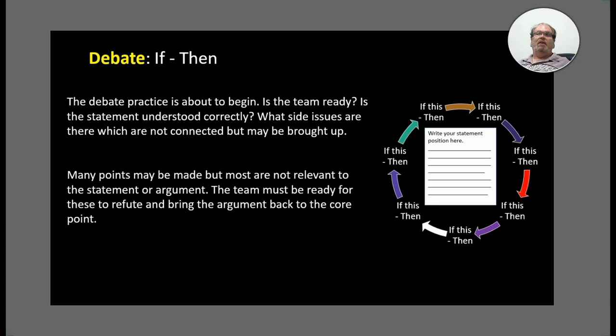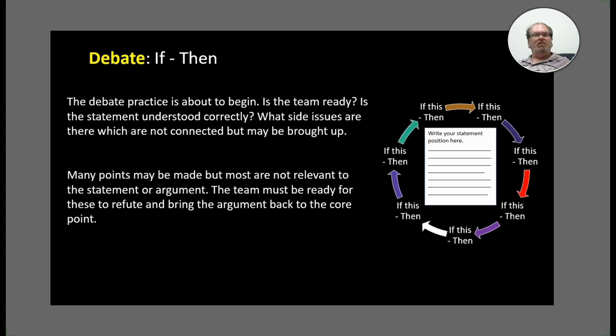Debate practice is about to begin. Is the team ready? Well, you are never ready until it's over. Is the statement understood correctly? You have to put your ideas together and say, is this really how I understand the debate? Is this how I understand the statement?